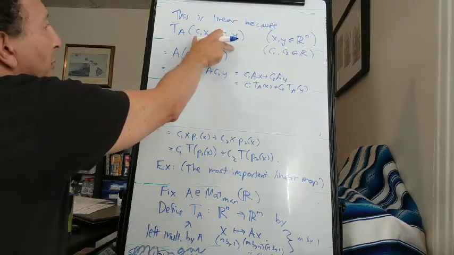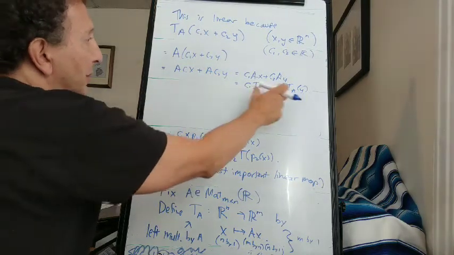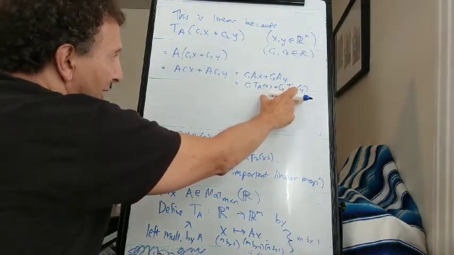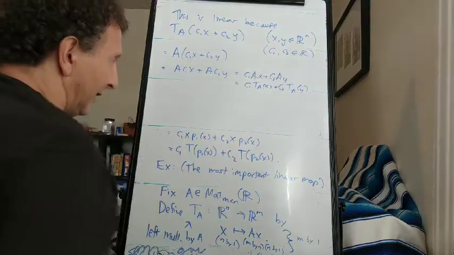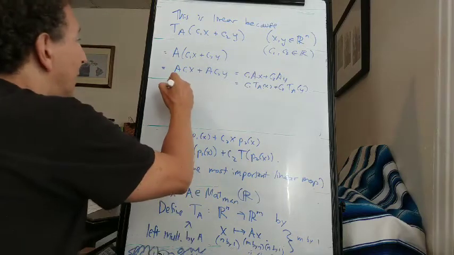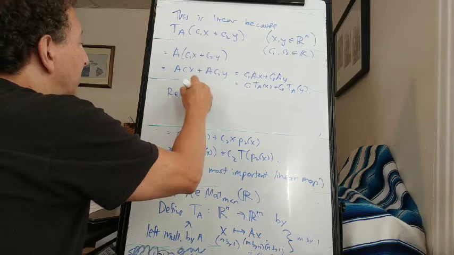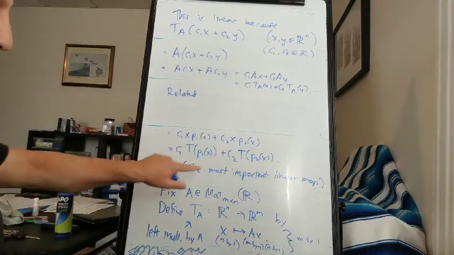So this is linear basically because of this first expression being equal to this last expression. We can do the scalar multiplication and addition first and apply the linear transformation, or we can apply the linear transformation to the vectors first and then do scalar multiplication and add last. We get the same answer. Now I'll say more in another video about why I'm calling that the most important linear map.